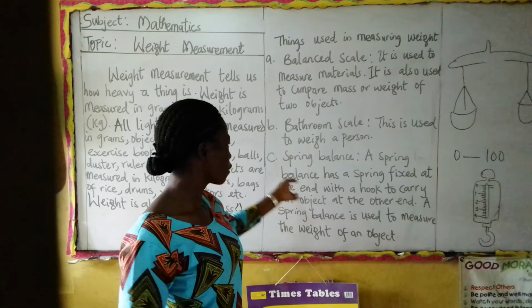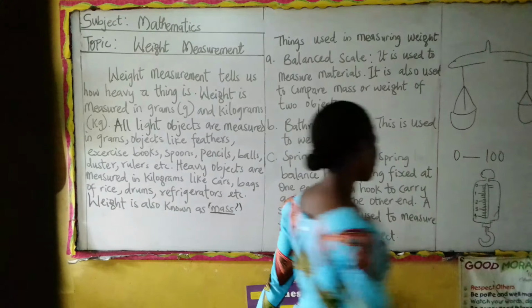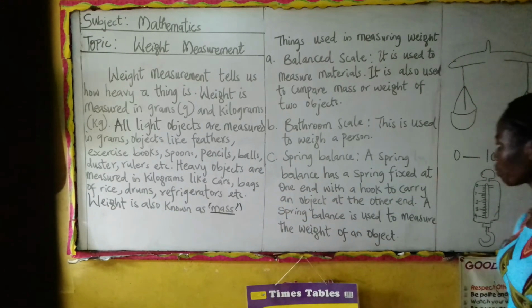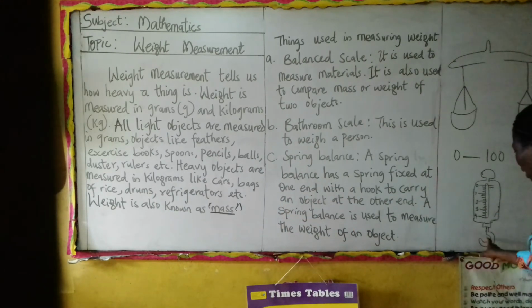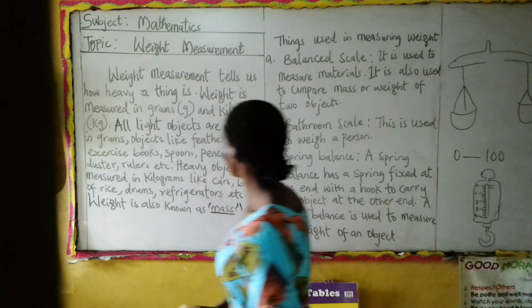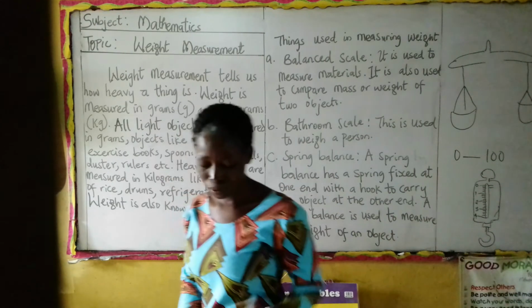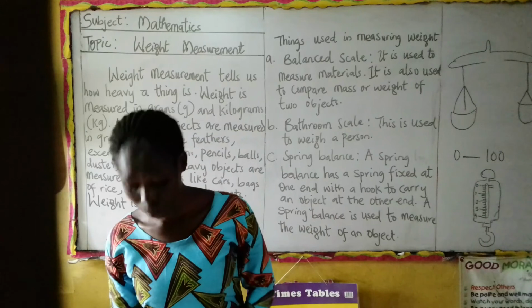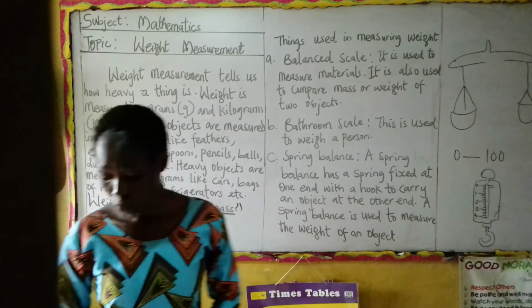And then for the spring balance, this is what I drew here for you, just to cite an example. This is the spring where the object is hung, and then this is the measurement of it. It tells you what that object in particular is weighing. Do you get? So that is it for the weight measurement. We are done with the length measurement. Now we are on the weight measurement.